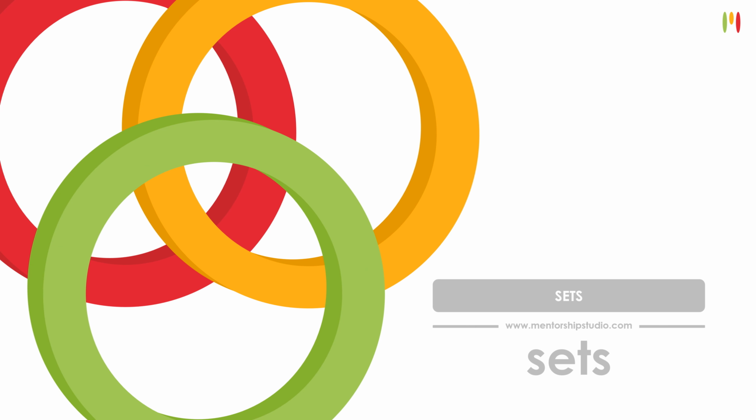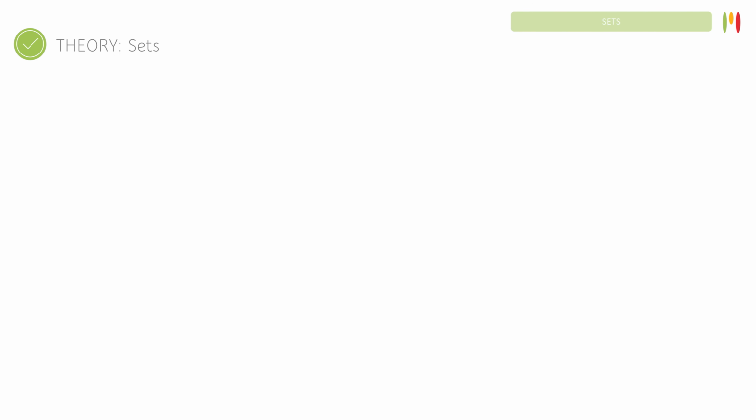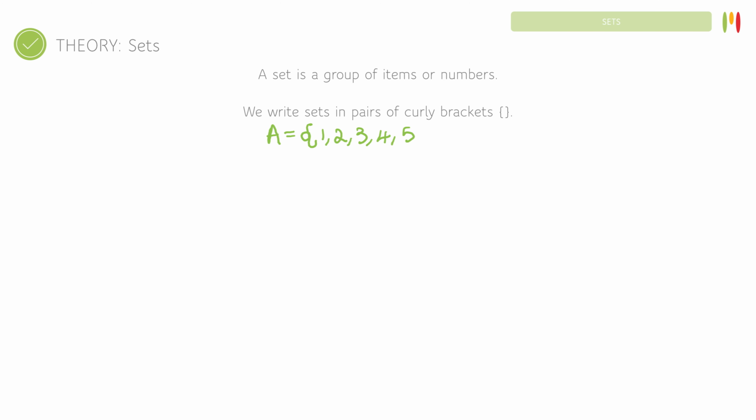Sets. A set is a group of items and numbers. We write sets in pairs of curly brackets. So we can say A is equal to the set that contains 1, 2, 3, 4, 5, and 6.